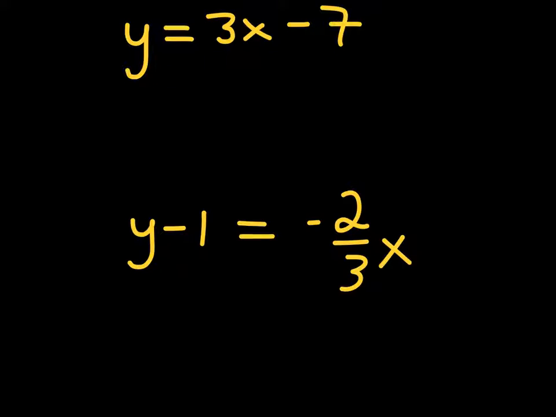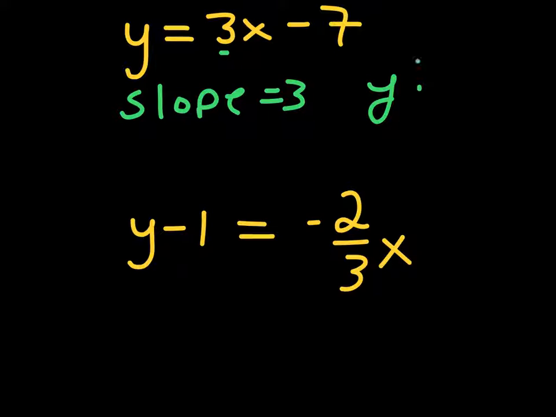Alright, the top one we don't have to do anything with. It's already in y equals mx plus b form. Okay, our slope for this one is 3. This is the m right there. And our y-intercept is negative 7. Slope is 3. Y-intercept is negative 7.